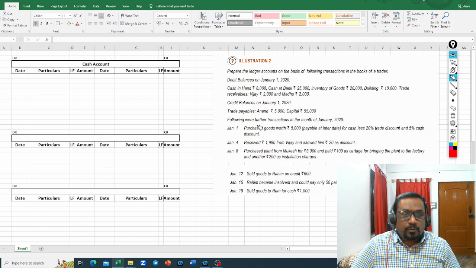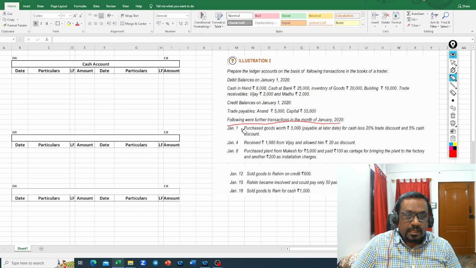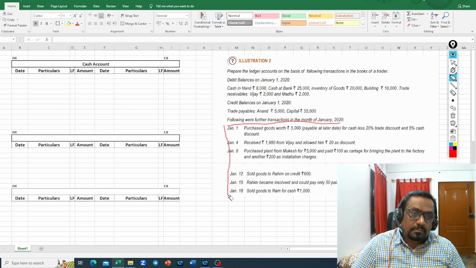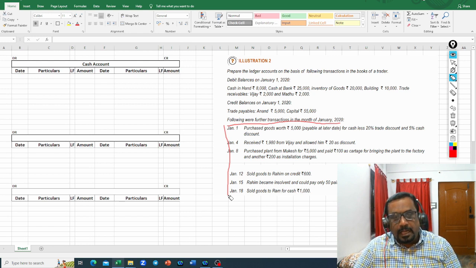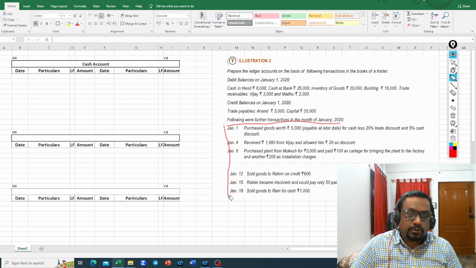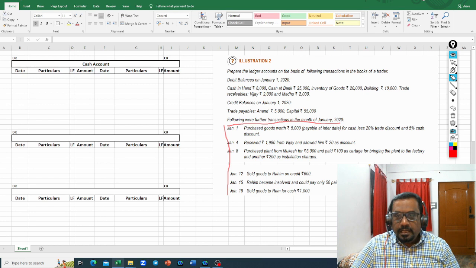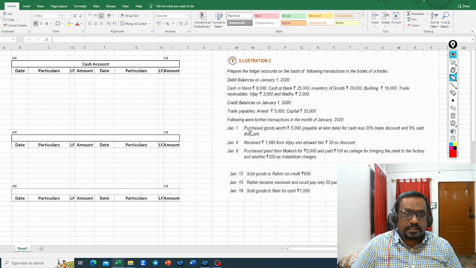Then let us move on to the other one. The following were further transactions in the month of January 2020. These are the transactions that occurred in January 2020. Okay, let us see what those transactions are.